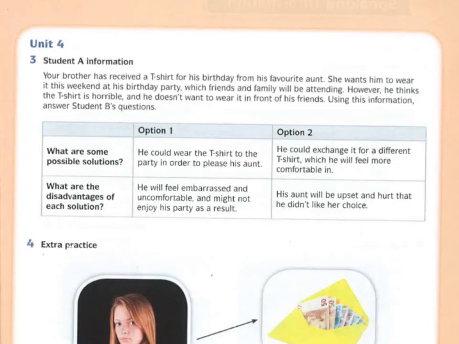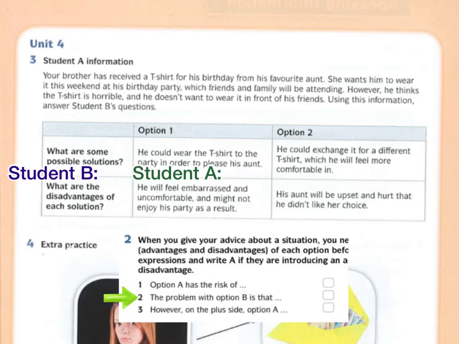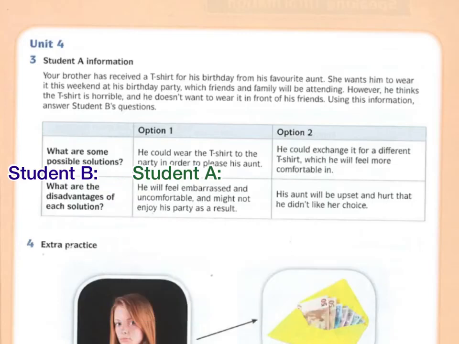Dan student B akan tanya soalan ini. What are the disadvantages of each solution? Student A can answer, the problem with option 1 is that he will feel embarrassed and uncomfortable and might not enjoy his party as a result. Masalah dengan pilihan satu ialah dia mungkin akan rasa malu dan tidak selesa dan tidak akan enjoy party dia.